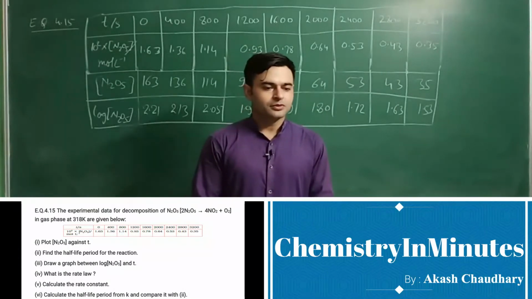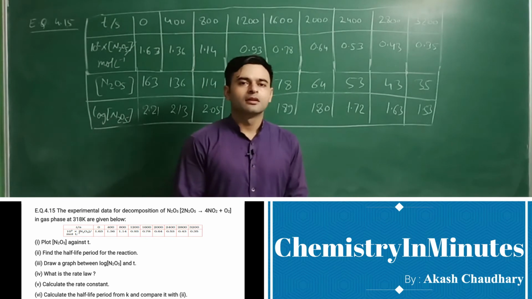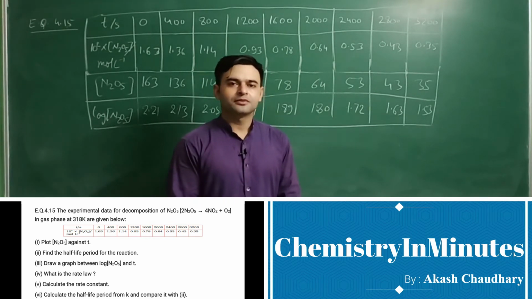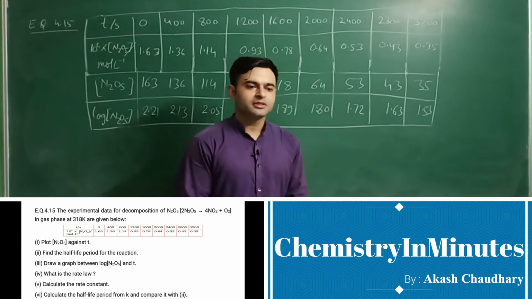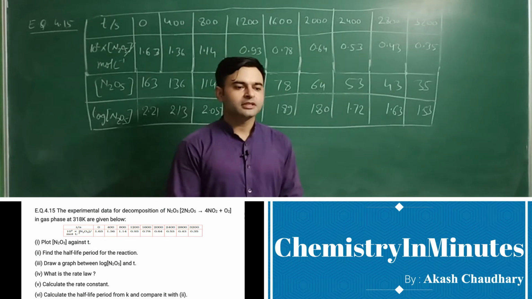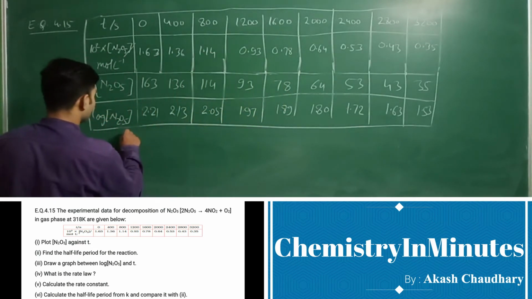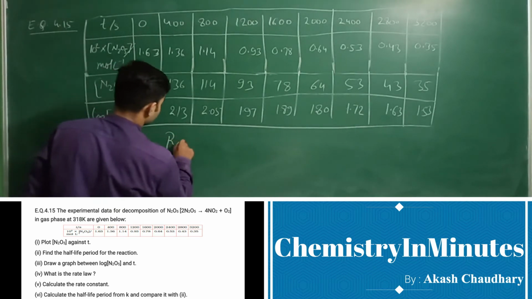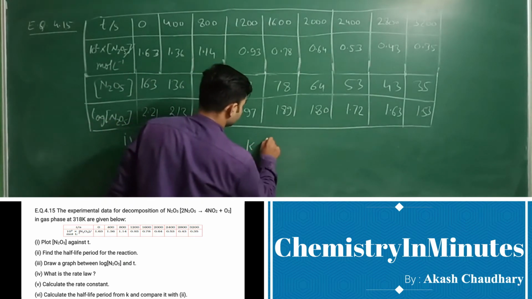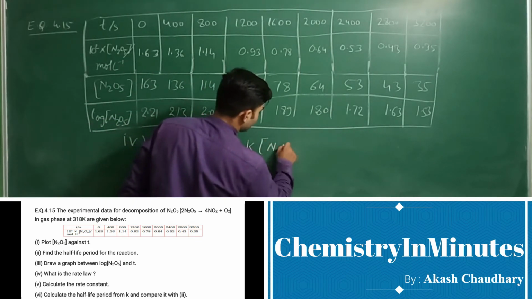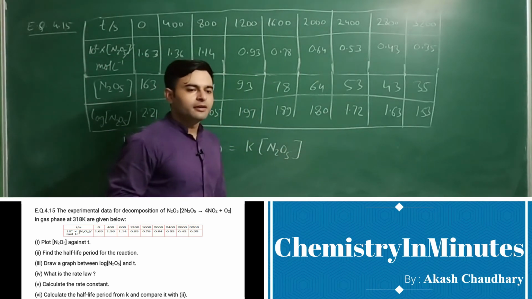The fourth part of this question is: what is the rate law? As we have seen in the graph, log of concentration of N2O5 against T is coming as a straight line. This graph is a straight line for a first order reaction. So this is a first order reaction, and the rate law will be written as rate equals K times concentration of N2O5, and the power will be 1. So this will be the rate law.